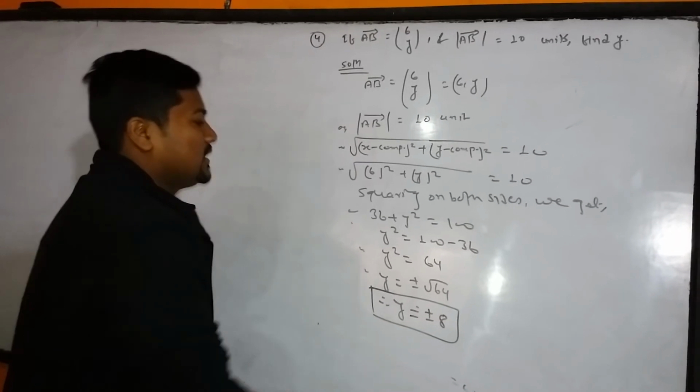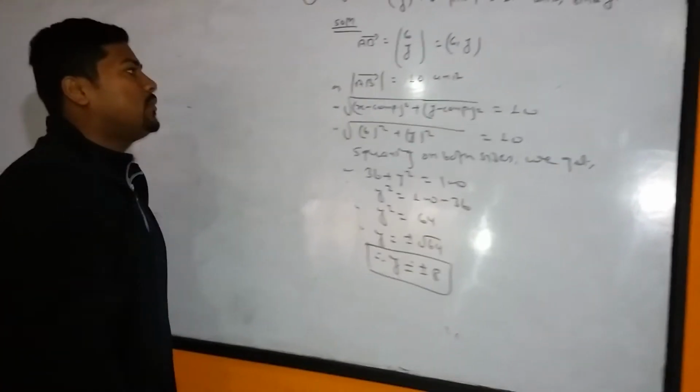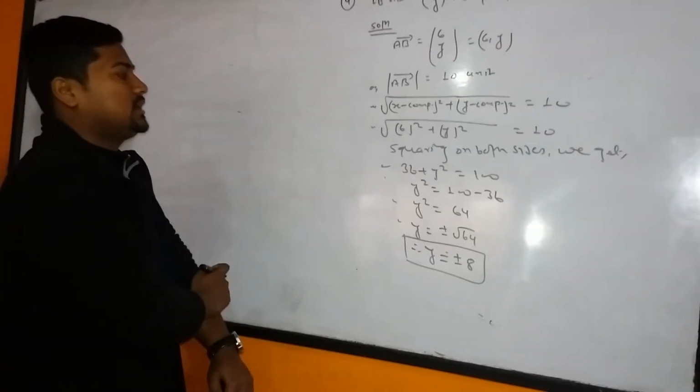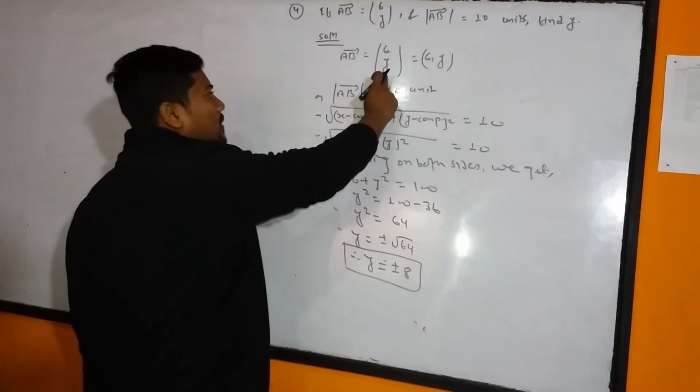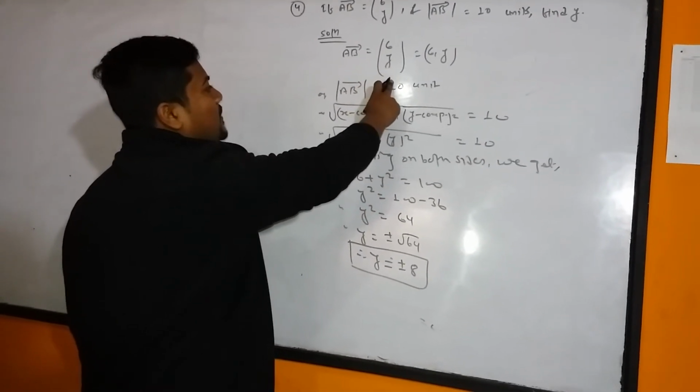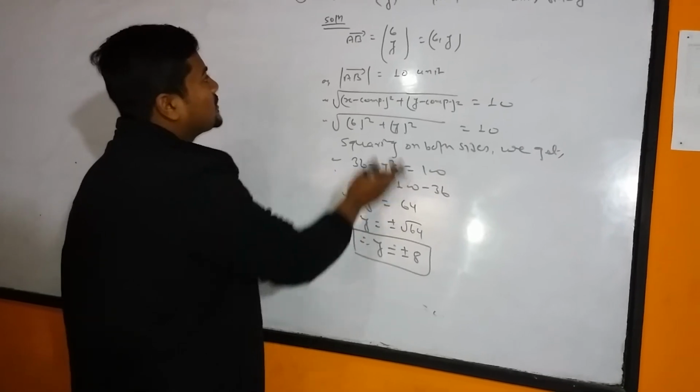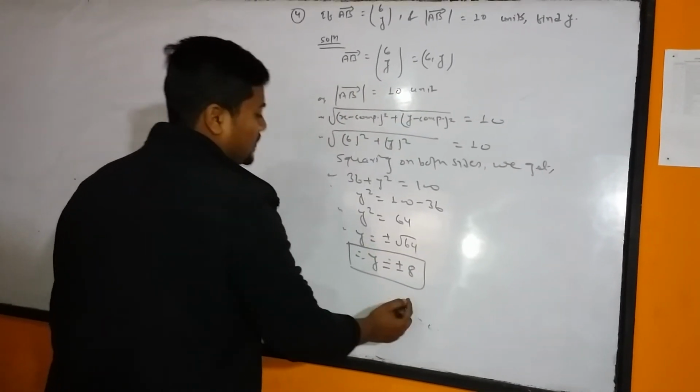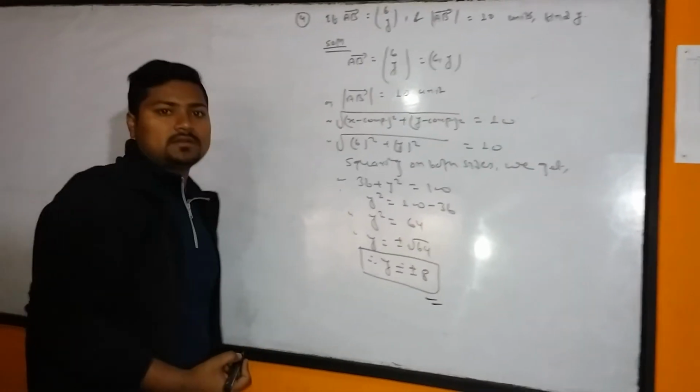But one thing is here, whether we have to take the positive value or negative value. That is the question here. If you put the positive value, will the magnitude come the same or not? And with the negative value also, the magnitude will come the same. So both answers we can write here.